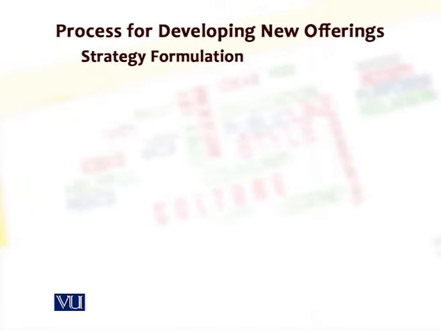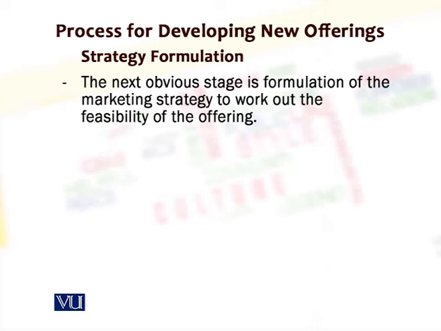Once you have tested the concept, then the next natural and logical stage is the formulation of the marketing strategy. This stage is all about coming up with a campaign plan. And the campaign planning is like a business plan. We are all very familiar with all the steps of a business plan, or for that matter, a marketing plan. Let us pay more attention to the aspects of the marketing plan instead of a business plan, which could be about the whole business.